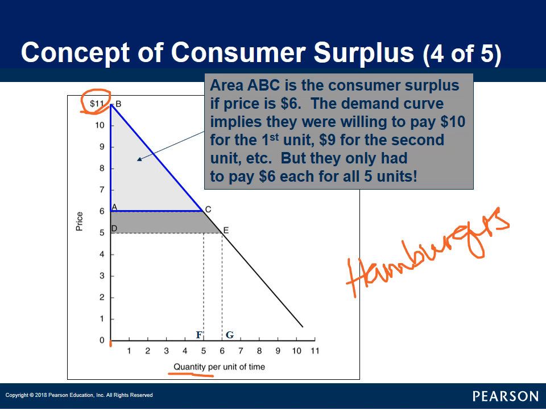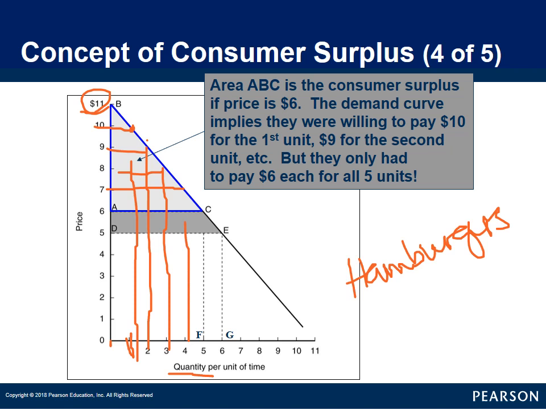So this person is not willing at all to pay $11 for a hamburger. However, they will pay $10 for one hamburger, and you can kind of draw that down and see that. They'll pay $9 for two hamburgers, $8 for three hamburgers, $7 for four hamburgers, and so on and so forth.